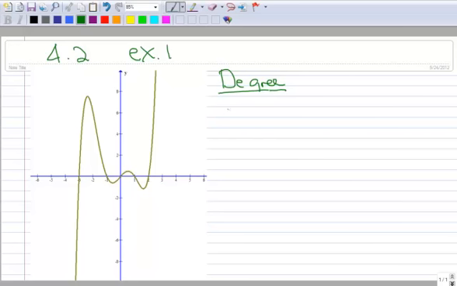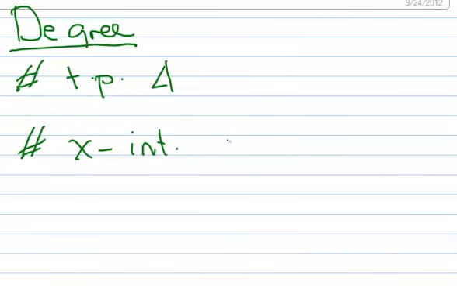So let's first identify, just by looking at the graph, the number of turning points. So I see 1 and 2 and 3 and 4. So I got 4 turning points. Now let's identify the number of x intercepts. So I see 1, 2, 3, 4, 5. So I got 5 of those.